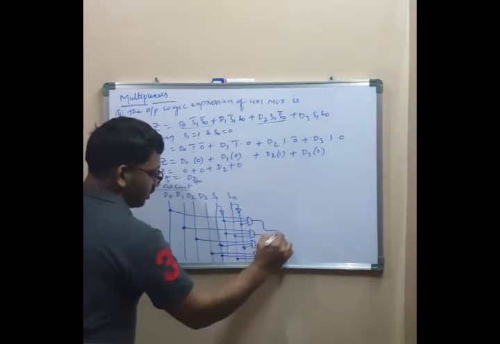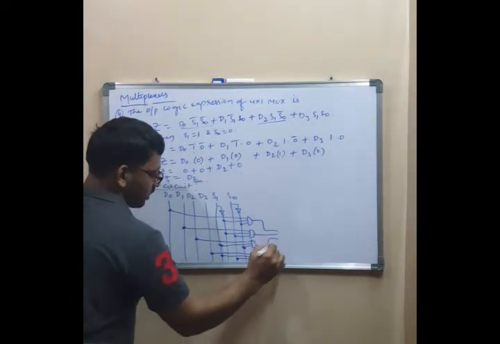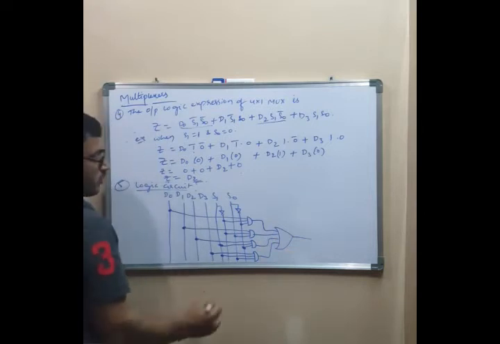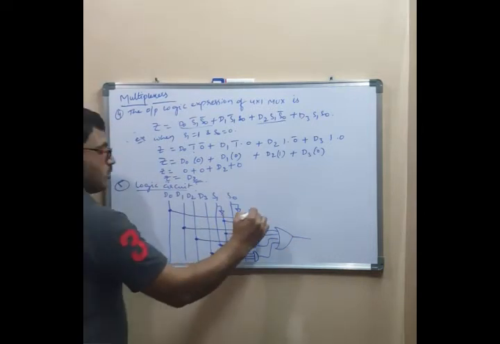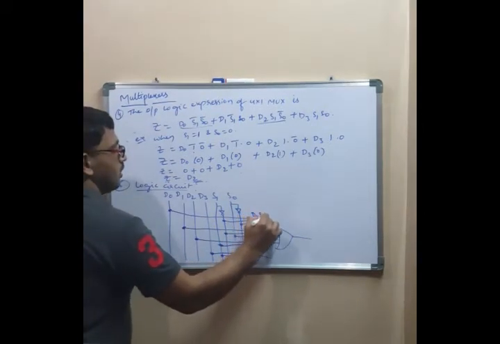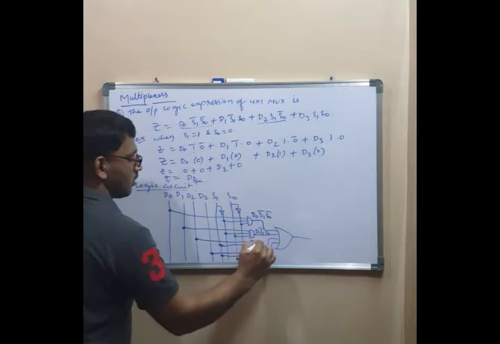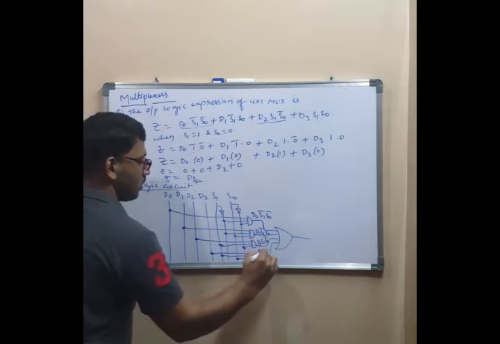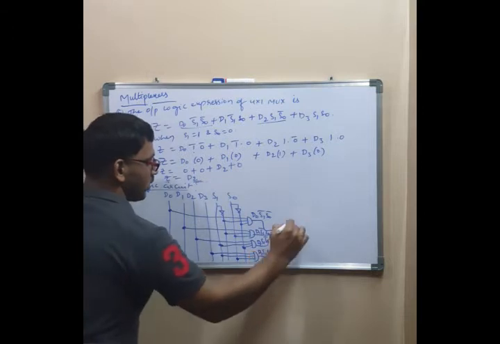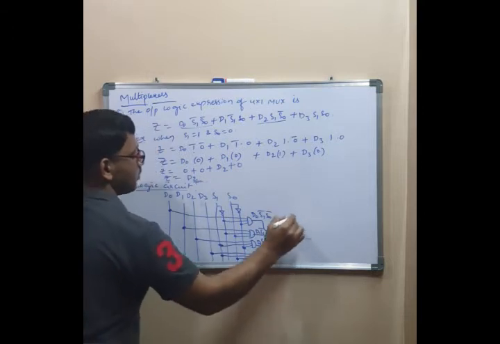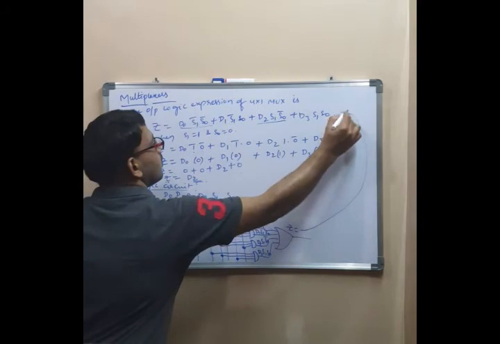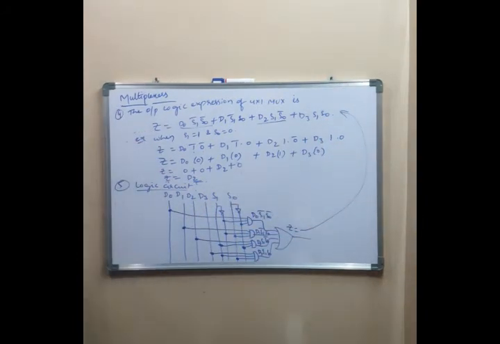Now all these outputs of the AND gates are connected to an OR gate, right? So this is D0 S1 bar S0 bar, D1 S1 bar S0, D2 S1 S0 bar, D3 S1 S0. Finally Z is equal to, you will get this function, right?